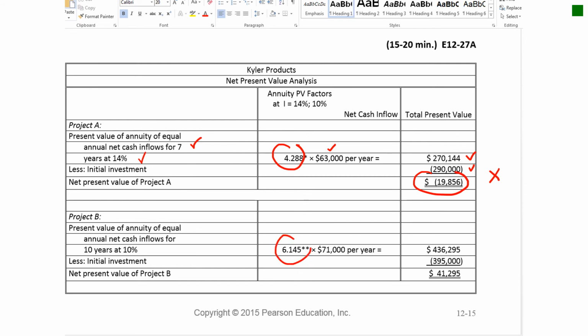Project B, here's your table factor. Again, using n is equal to 10 and i is equal to 10%, multiplied by the 71,000, you get a present value there of 436,295. You net that with the 395. You get a positive NPV of 41,295. That is greater than or equal to 0. So this would be an acceptable project, Project B.